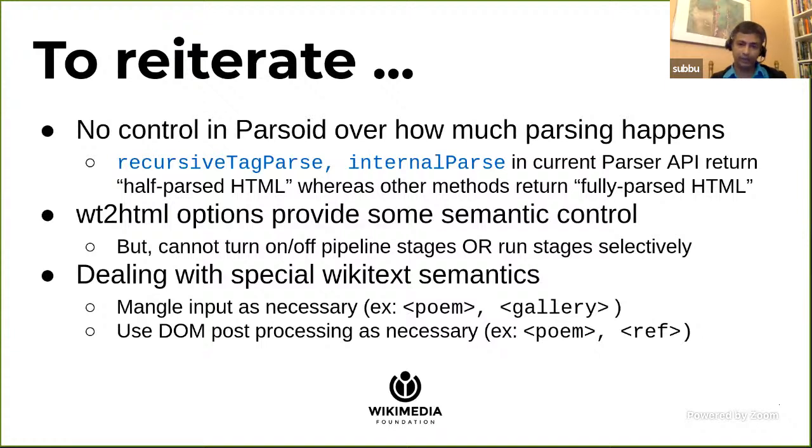So if you have special wikitext semantics, like poem or gallery, which we went over, you would mangle the input to make sure that your wikitext has canonical syntax and canonical behavior. And then you'd use DOM processing to extract your special semantics from the mangled wikitext. So this is what a poem does, or ref does. In the case of ref, the special semantics is that you migrate the content from one place of the page to another place. So that is the special semantics in the case of ref.